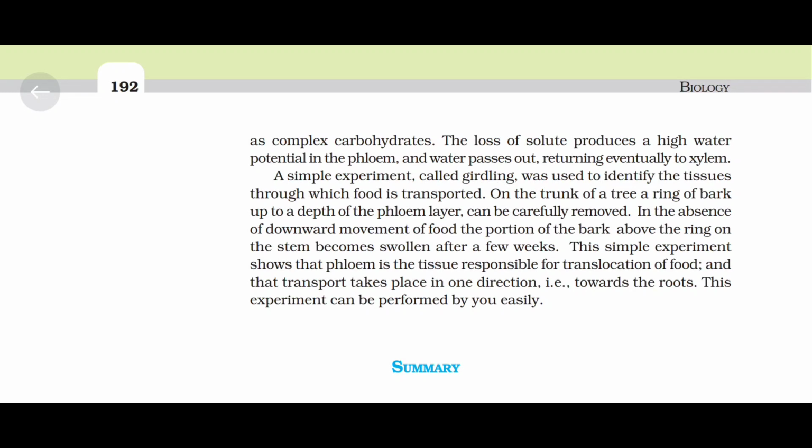On the trunk of a tree, a ring of bark up to a depth of the phloem layer can be carefully removed. In the absence of downward movement of food, the portion of the bark above the ring on the stem becomes swollen after a few weeks. This simple experiment shows that phloem is the tissue responsible for translocation of food and that transport takes place in one direction, that is towards the root. This experiment can be performed by you easily.